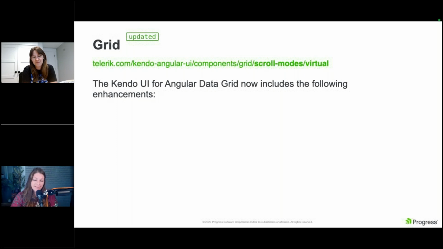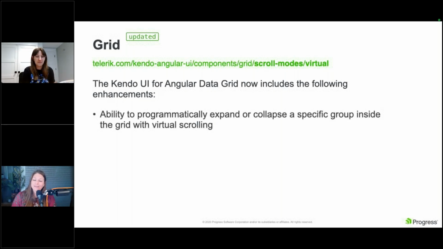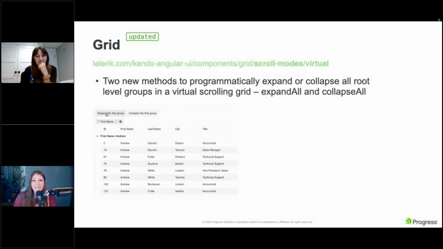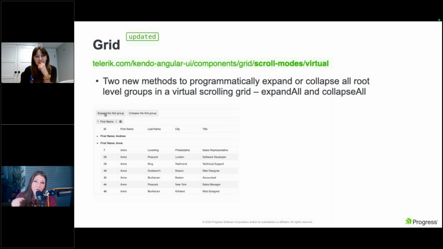So that can be helpful to highlight, especially if you're like, I want to implement the latest stuff at work, right? So the grid updates, there's quite a few, so bear with me. The ability to programmatically expand or collapse a specific group inside the grid with virtual scrolling. New scroll to item and consistent scroll to method. A revised error messaging. And then the last one, 2 new methods to programmatically expand or collapse all root level groups in a virtual scrolling grid. Those methods are called expand all and collapse all.